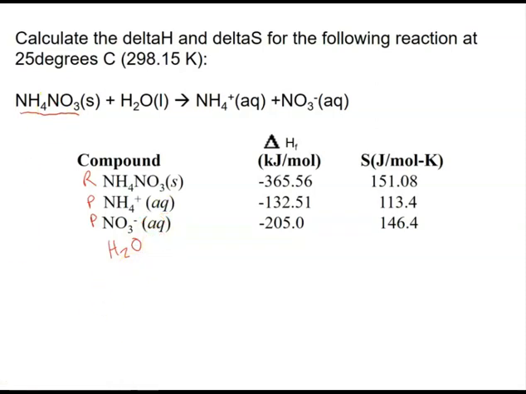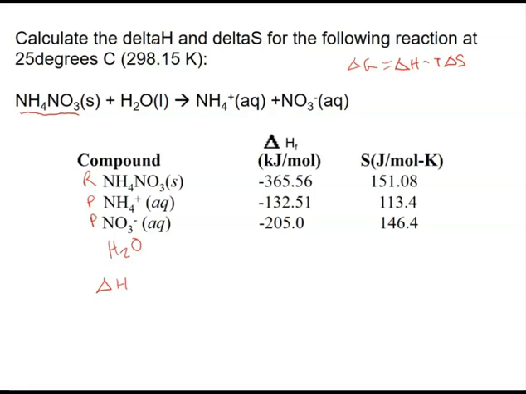In order to figure this out, we know that Gibbs free energy, delta G, is equal to delta H minus temperature times delta S. To calculate this, we first want to calculate the delta H value, then the delta S value, and we know the temperature in Kelvin I've given you on the top there is 298.15 Kelvin. Then we can calculate Gibbs free energy.